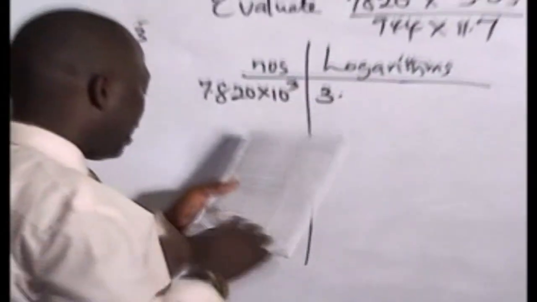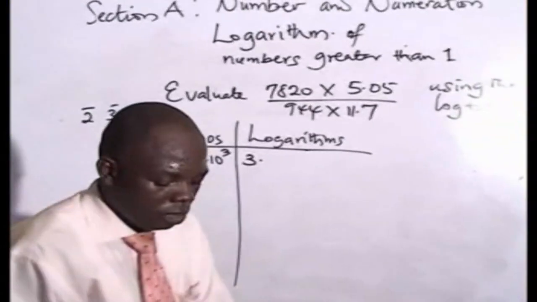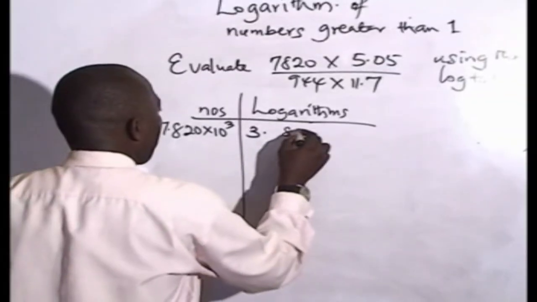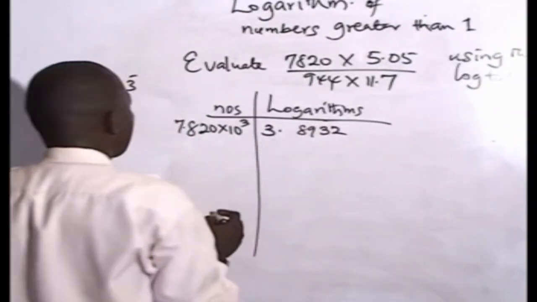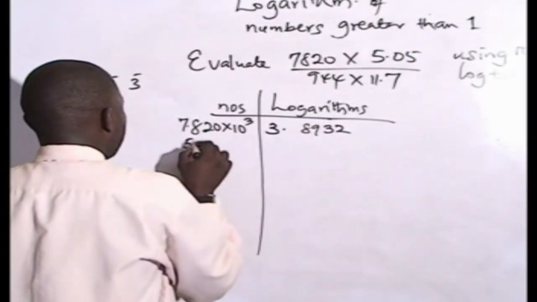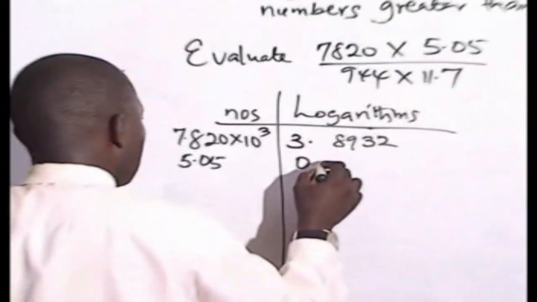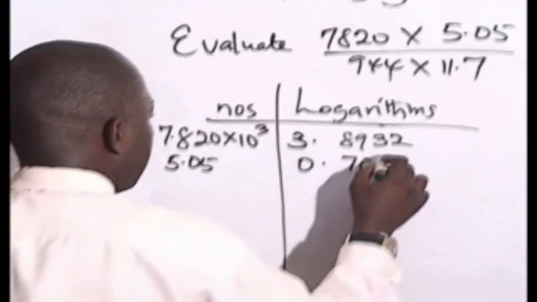This column is for the first 2 digits. The third digit is for these numbers 1 to 9, and then the last or the fourth digit is usually for this. Now 78 under 2, according to my own table, which I think is the same as yours, is 89.32. The second one, 5.05, is 0.733.